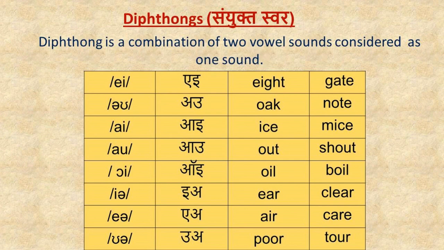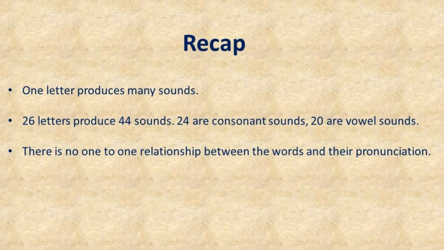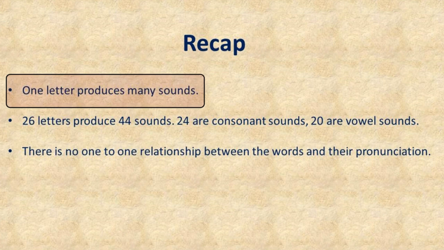Now, let's read these words aloud. A, eight, gate. O, oak, note. I, eyes, mice. Ow, out, shout. Oi, oil, boil. Ear, ear, clear. Air, air, care. Oor, poor, tour. In this module, we came to know that one letter produces many sounds.